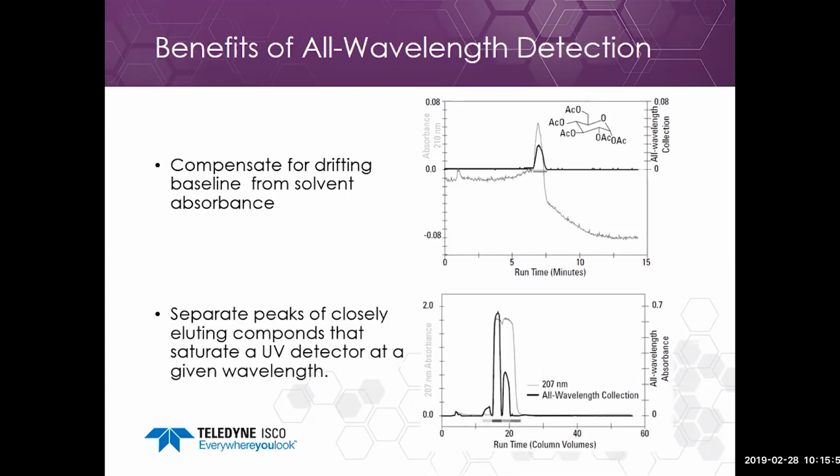And the third way that you could benefit from all wavelength detection is that you can separate peaks of closely eluting compounds that saturate a UV detector at a given wavelength. So in this example, we have 2 compounds that are very strong UV absorbers at 207, and so the peaks coalesce there when we're looking at the 207 nanometer wavelength. But with all wavelength detection, we can see a definitive change in compounds and trigger fraction collection based upon that, so we can get more pure sample instead of getting one fraction of the coalesced peak.